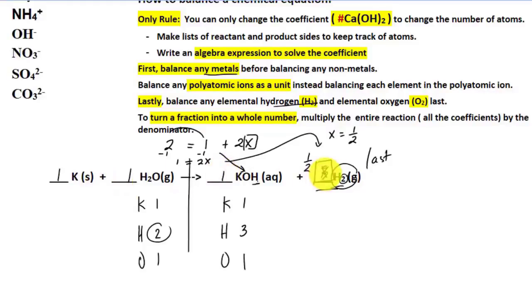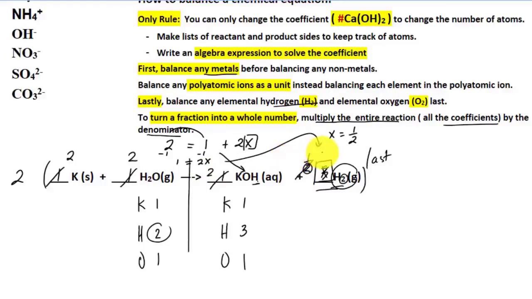But there's a way that we can turn that fraction into a whole number. And to do that, we multiply the entire reaction, all the coefficients, by the denominator of that particular fraction. In this case, the denominator is 2. So I'm going to multiply everything by 2. So this is going to give me 2. This is going to give me 2. This is going to give me 2. And this is going to give me 1.